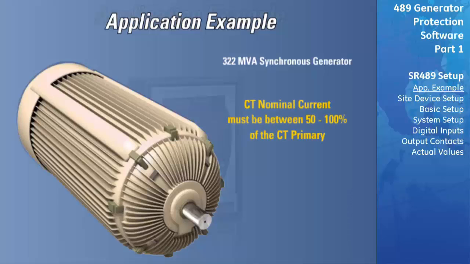When selecting the CTs for our generator, we want to make sure that the nominal current falls between 50 and 100% of the CT primary. The closer the nominal current matches the CT primary, the more accurate the current metering will be. As we cannot match the calculated nominal currents exactly to an available CT primary, we will use 12,000 to 5 CTs.